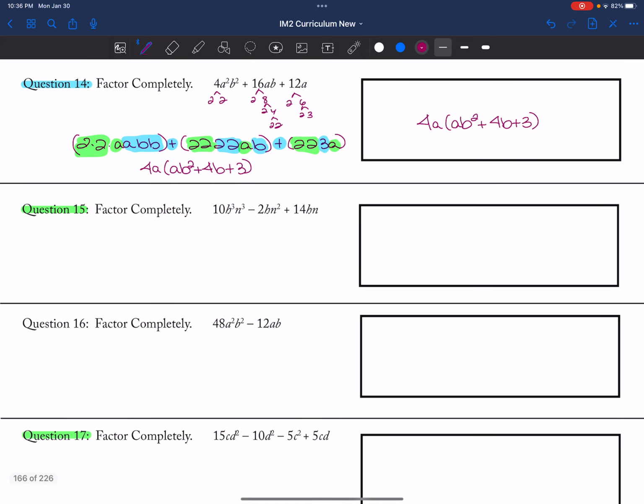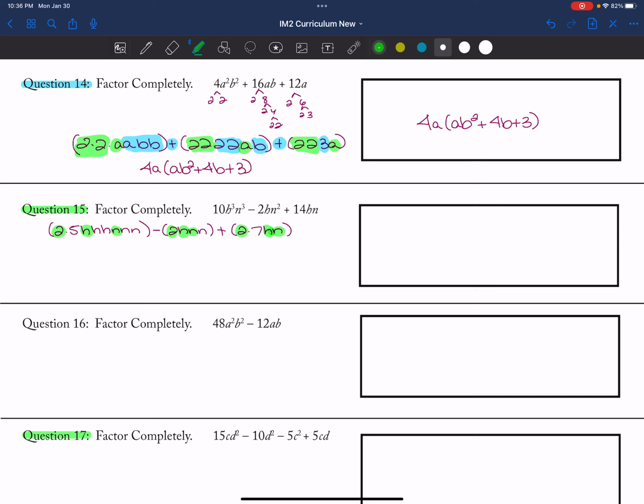Okay, and then I have 10, which is 2 times 5 times h times h times h times n times n times n. Okay, minus 2. Oh, I should put this in parentheses. Sorry, 2hnn, and then plus 2 times 7 times h times n. Okay, so now what do I got in common? So I have green here. Everybody's got a 2. Everybody has an h, one h at least. And it looks like everybody's got one n.